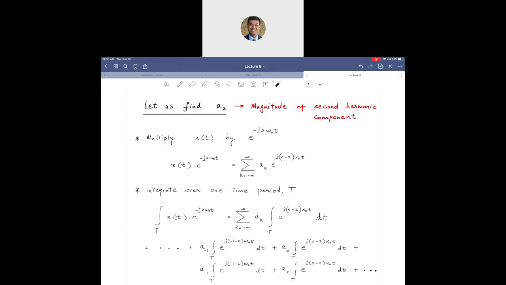So we are going to play a few tricks over here just so that our math becomes easier. In order to find a sub 2, let us try to multiply x of t by e to the minus j 2 omega naught t. I have conveniently chosen 2 omega naught t because I am after a sub 2. Now, what does that multiplication mean? Let's see. From earlier, the definition of... actually, you know what? Let's see. Let's do this.